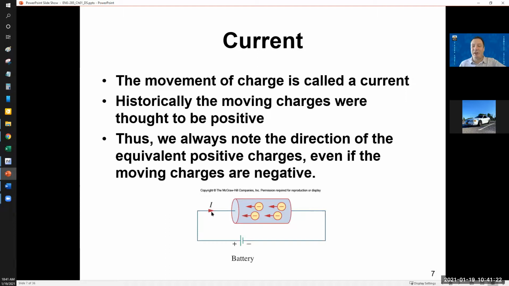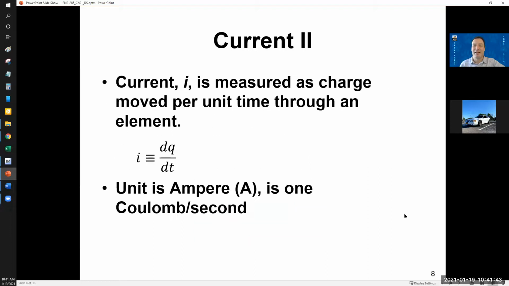Now, notice here, if you're applying a current to this object, the electrons are moving in the opposite direction. We're saying the current is going positive to negative. That means that the negative charges are moving in the opposite direction, right? Any questions so far?